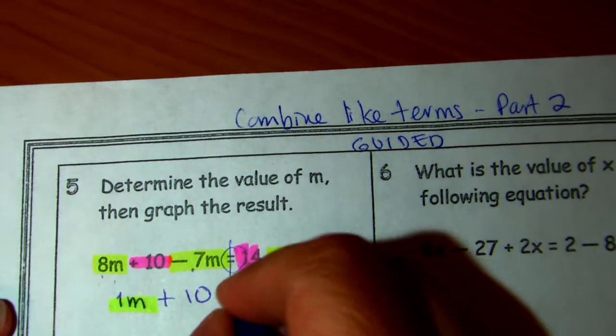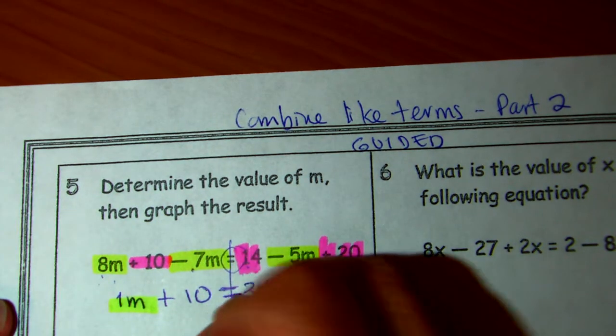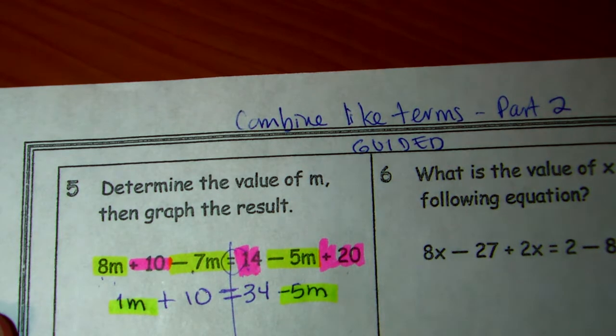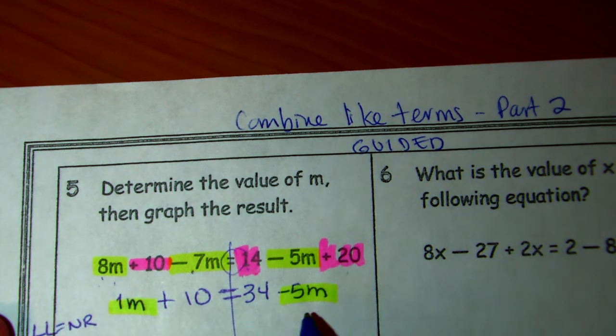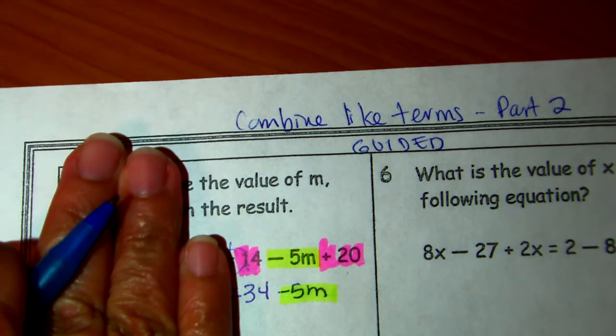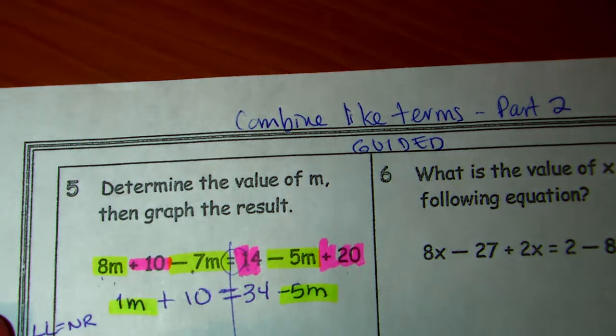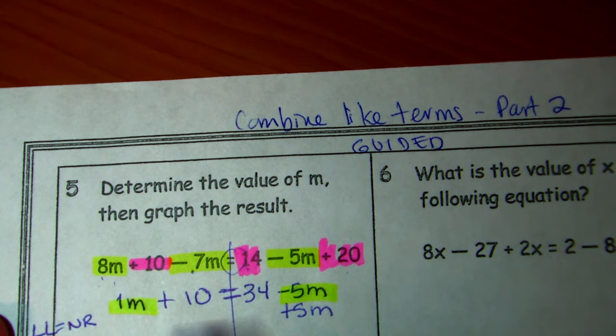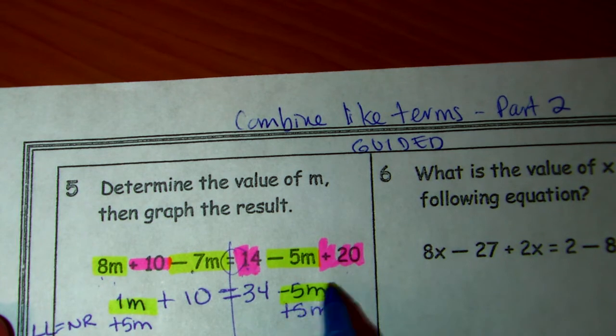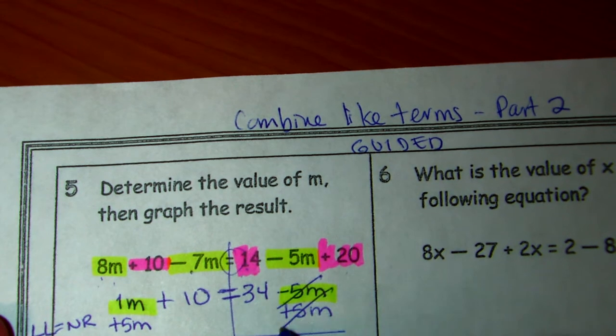I'm going to bring down the equal sign. Don't forget the equal sign. Okay, we want the letters on the left. Remember? Letters on the left, numbers on the right. So I don't want this letter on this side. I want it on the left. So what do we do with this one? We add 5m. Remember, I need to cancel these two. So these two get canceled.